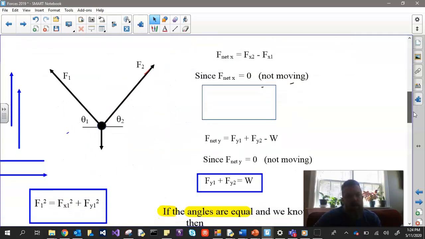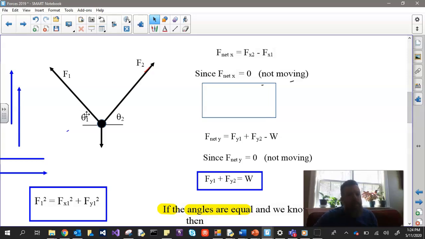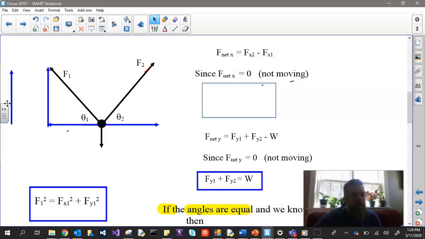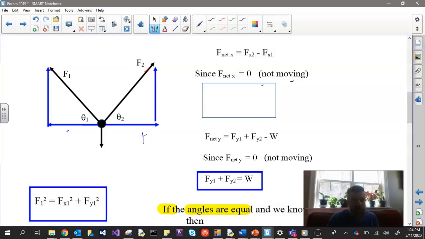So how does it work? Well, if I do this, and I set it up, I'm going to take each of these two components and break them into x and y. I got a bunch of stuff on here, so don't worry about that at the moment. And if I do F net in the x direction, I'll label these quickly. This is Fx2, this is Fy2, this is Fy1, and this is Fx1. So Fx2 is to the right, Fx1 is to the left.